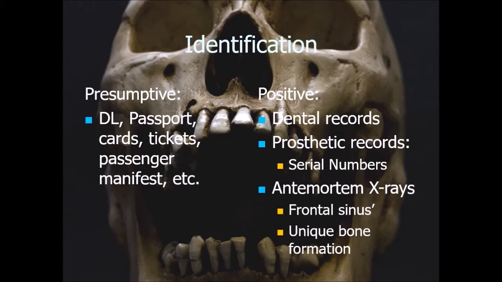I'll get way more into that later on, but just to tell you, there's no one place to look up dental records or prosthetic records or anything else. You literally have to find out who their dentist was first. And the only way you can do that is by having a presumptive idea of who you think this person was.